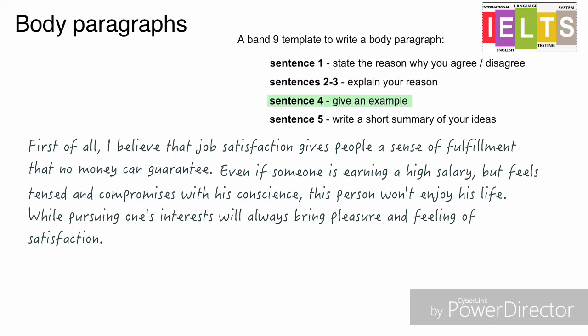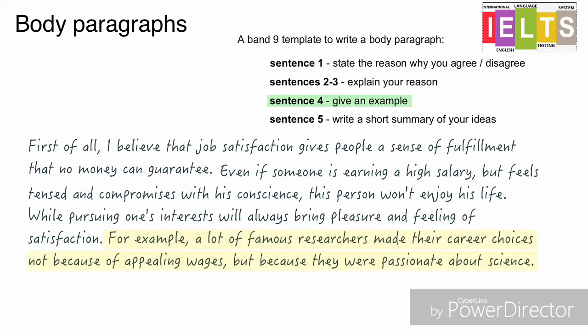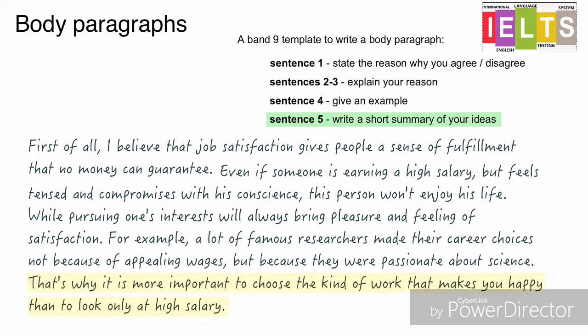So, here's my sentence 4. For example, a lot of famous researchers made their career choices not because of appealing wages, but because they were passionate about science. And our last sentence in the body paragraph, sentence 5, should briefly summarize the ideas of the whole paragraph to strengthen your opinion. Here is my last sentence. That's why it is more important to choose the kind of work that makes you happy than to look only at high salary.